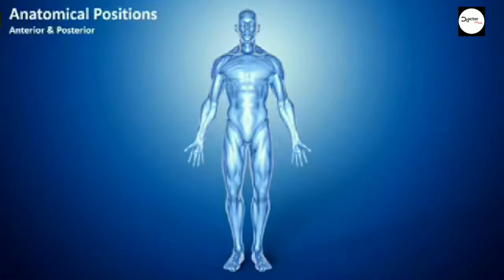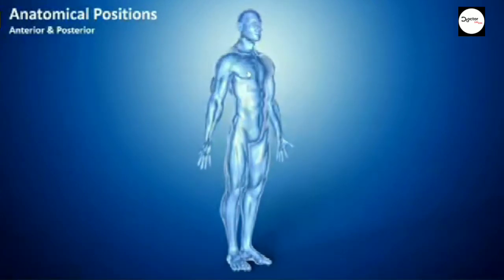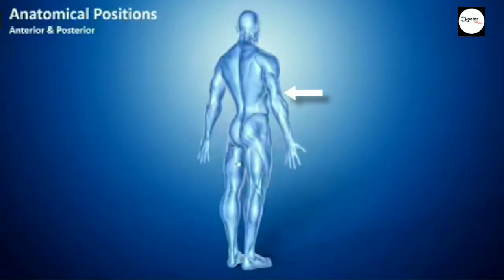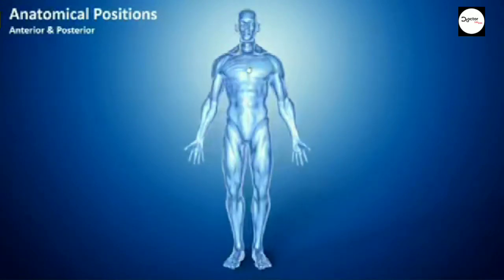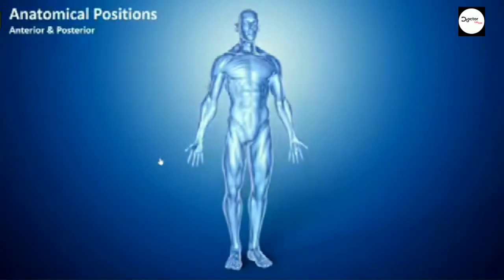So what is meant by anterior, posterior? Anterior means towards the front of the body and posterior means towards the back of the body. If you could see on the screen, the anterior is the one facing the front and the posterior is facing the back.